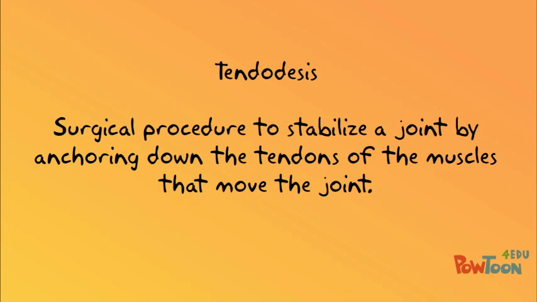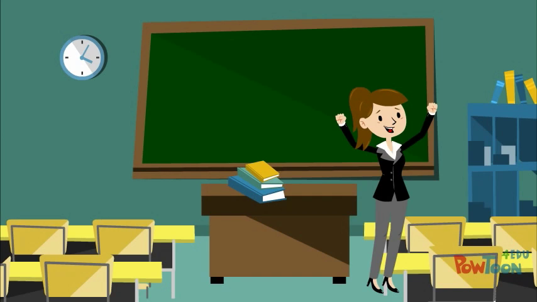Tendodesis is a surgical procedure to stabilize a joint by anchoring down the tendons of the muscles that move the joint. Now that we have completed the presentation, we will take a few moments to evaluate what we have learned.